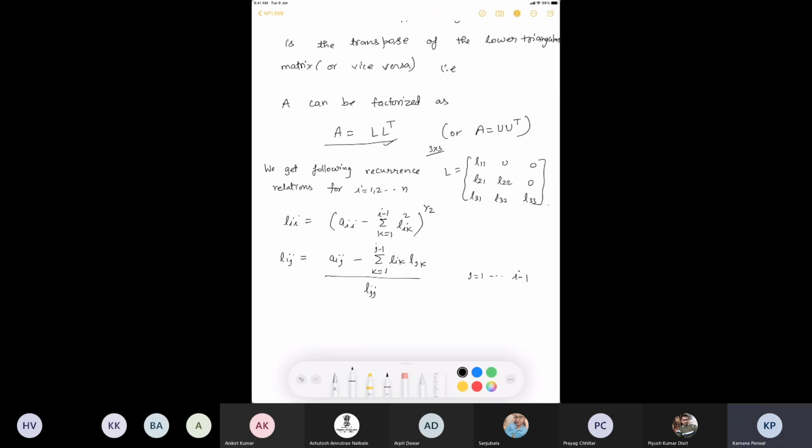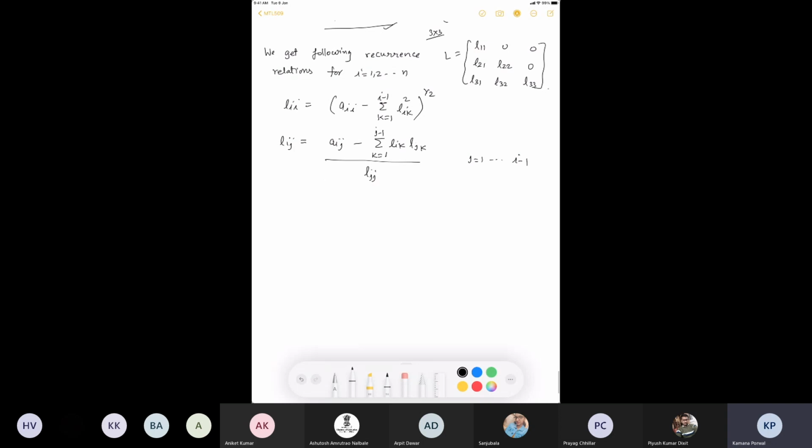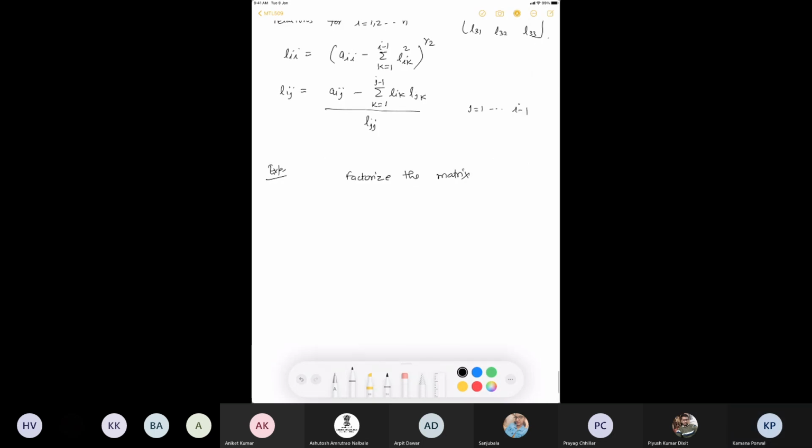So let's take one example and try to solve it. Factorize it using the Cholesky method. So we factorize the matrix A, which has the first row as 1, 2, 3, the second row as 2, 8, 22, and the third row is 3, 22, and 82.